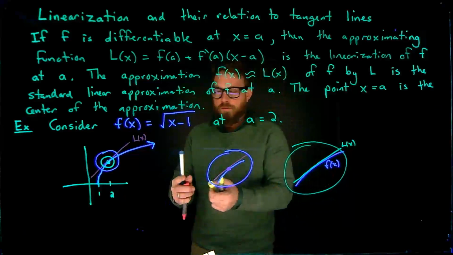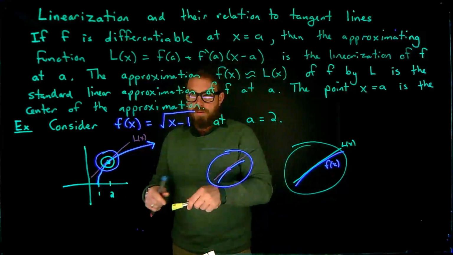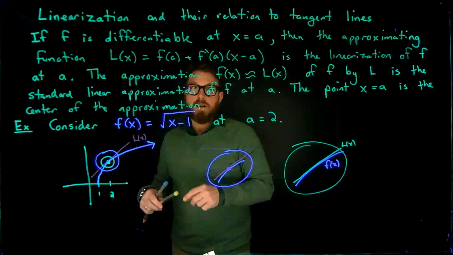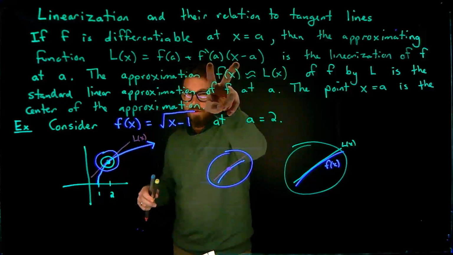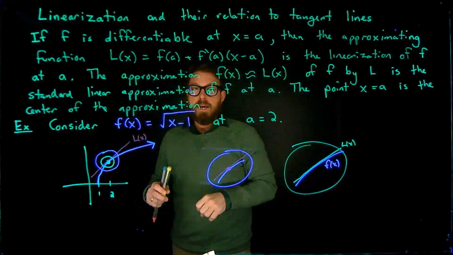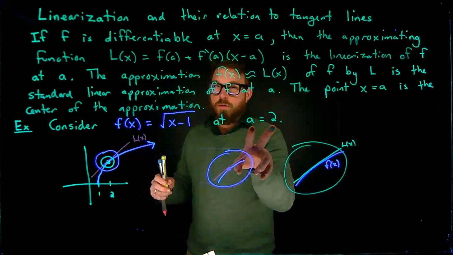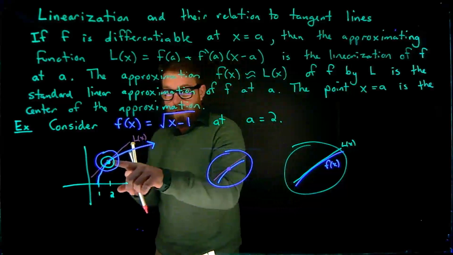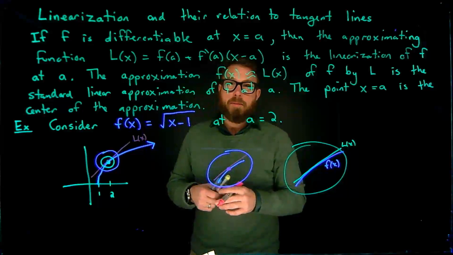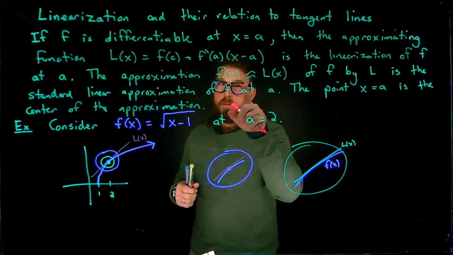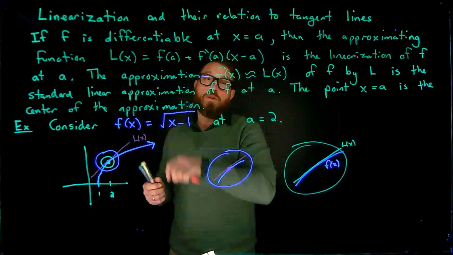So if I want to know output values of this blue function, what I could do is find its linearization or its tangent line. And as long as I'm plugging in numbers that are really close to this center of 2, where I'm centered at, I'm going to get very similar outputs for the tangent line as I will for the blue curve.